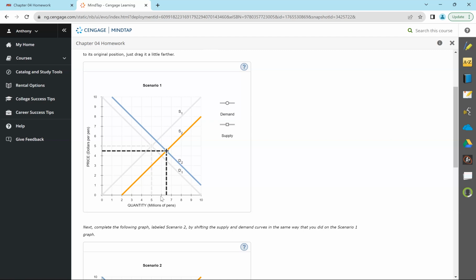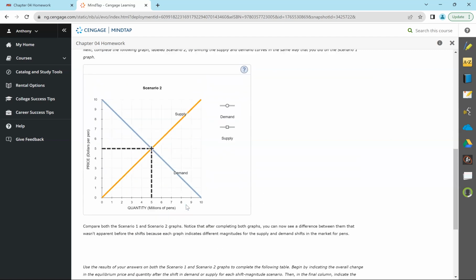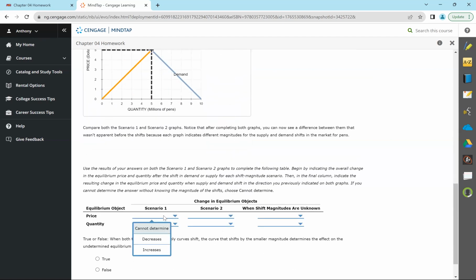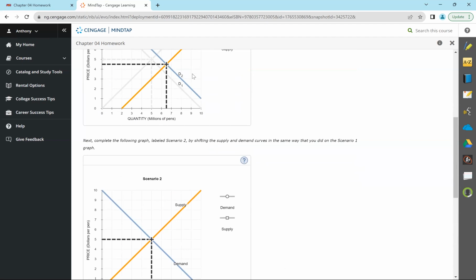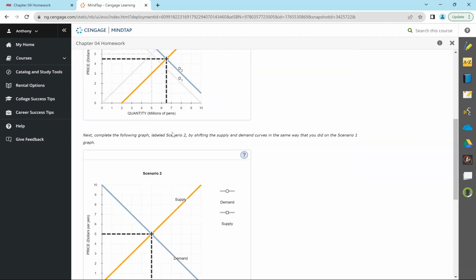It was here at 5. Now it's out here at, like, 6.5. But it went up. So price went down, quantity increased. So price decreases and quantity increases. All right. Now, scenario two.